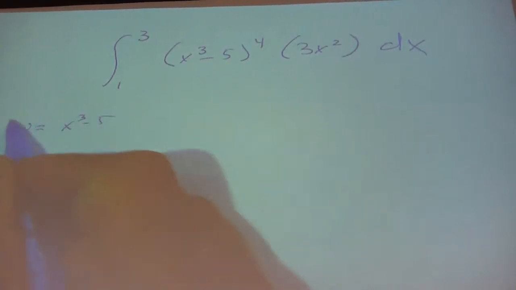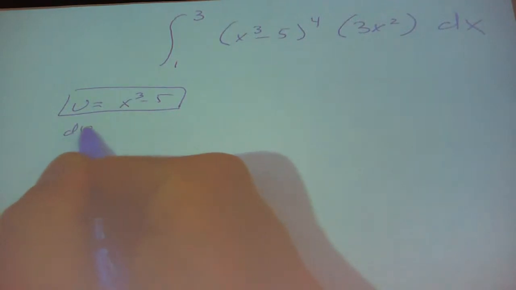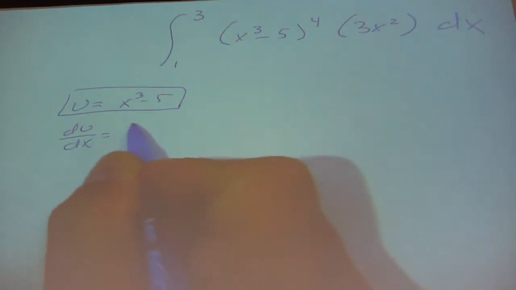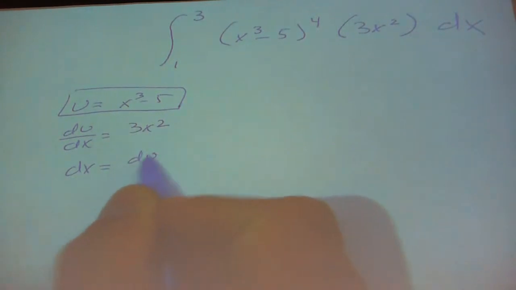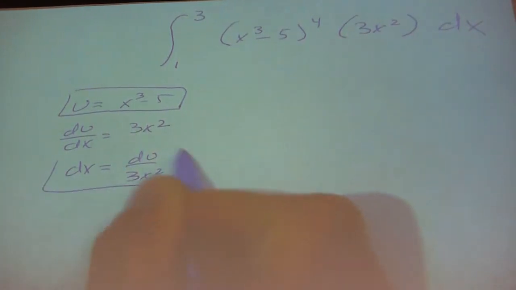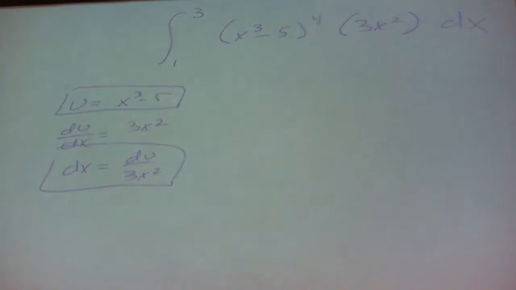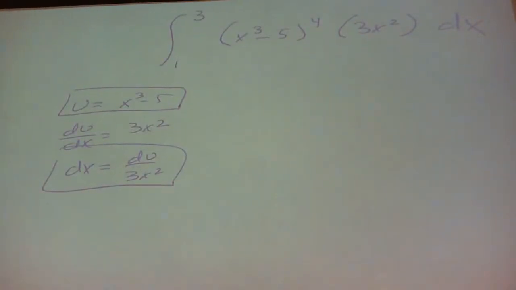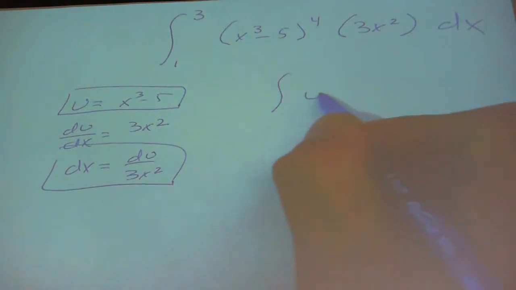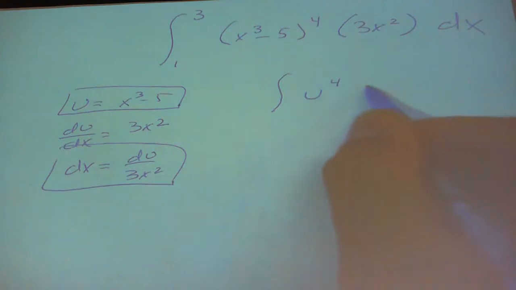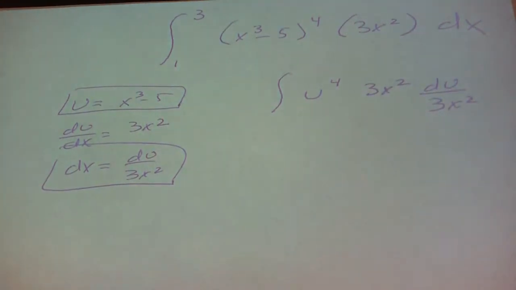X cubed minus 5. So remember our steps. It's the derivative of u with respect to x. The derivative is 3x squared. We know that it's going to always be dx equals du over 3x squared. Questions on the first step? Then we do our substitutions. This would be u to the 4, 3x squared, du over 3x squared.